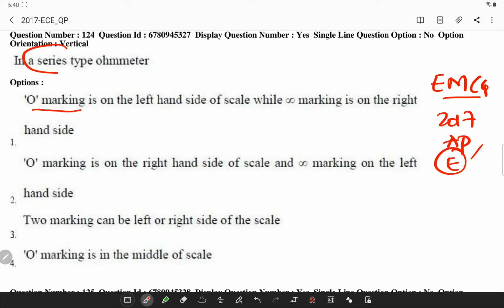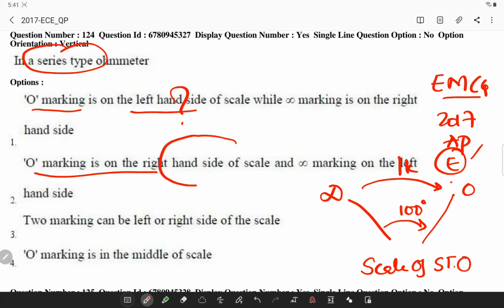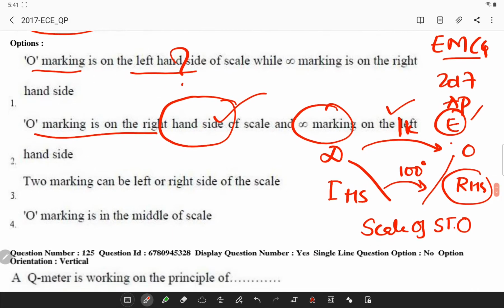Zero marking in a series type ohm meter is on the left hand side or which side? Remember, the scale of a series type ohm meter will have infinity on this side and 0 on the other side, with a scale in which the resistance increases from this end, so you will have 1k here. So remember, the 0 marking is on the right hand side. This is your RHS and this is your LHS. You have 0 marking on the right hand side and infinity marking on the left hand side.